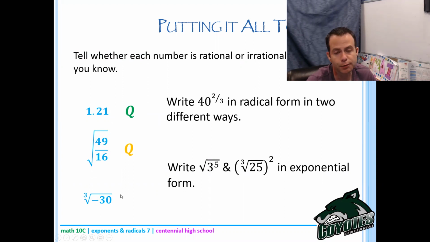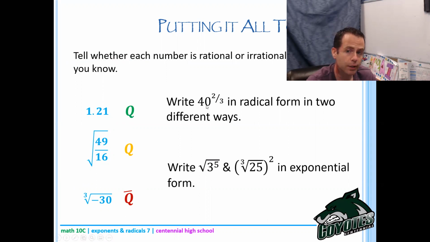Cube root of negative root 30, you probably don't know that one off the top of your head. Stick it in your calculator and you see a non-terminating, non-repeating decimal. There's enough decimal places there that you know it goes on forever and ever, and there's no pattern to the numbers. There's no repeating pattern to the numbers.